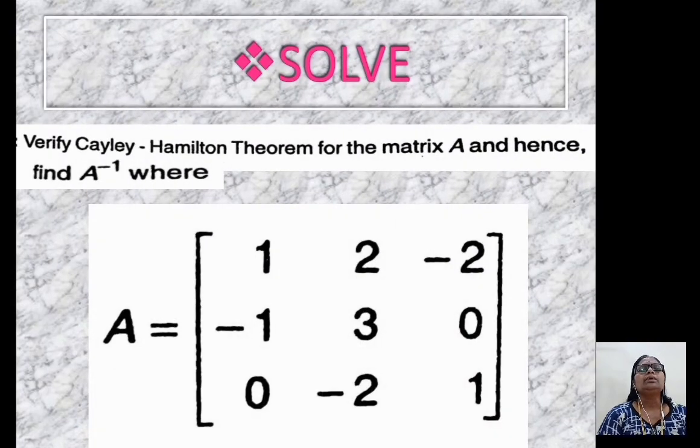Now consider the next example. Verify Cayley-Hamilton theorem for the matrix A and hence find A inverse, where A equal to a square matrix of order 3 by 3 whose first row is 1, 2, minus 2. Second row is minus 1, 3, 0. Third row is 0, minus 2, 1.